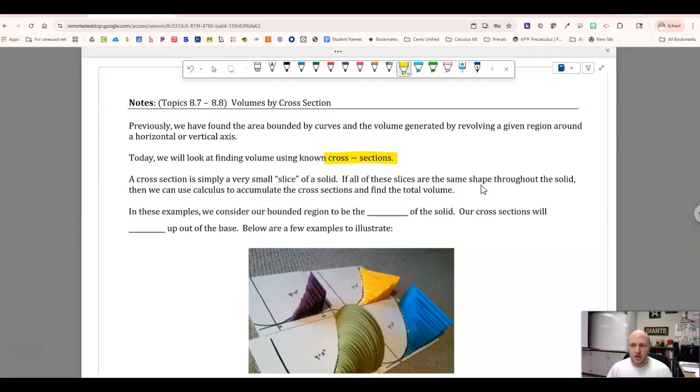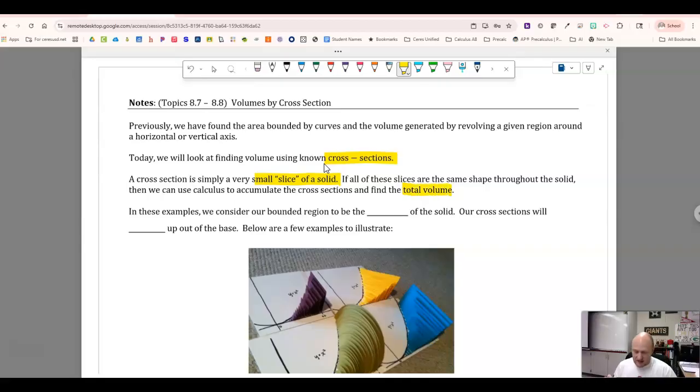Now, very simply, a cross-section is just a slice of a solid. Imagine you're playing Fruit Ninja and you're slicing those fruit. What you see when you make that slice is the cross section. So if I were to slice an orange or a soccer ball, you would see a circle. That would be your cross section. And so we can accumulate these areas of these two-dimensional shapes in order to get a three-dimensional shape, which will give us total volume.